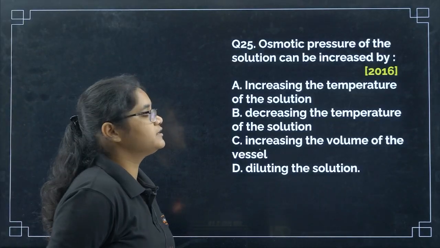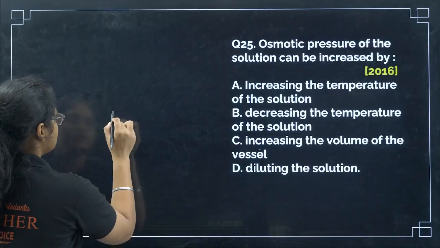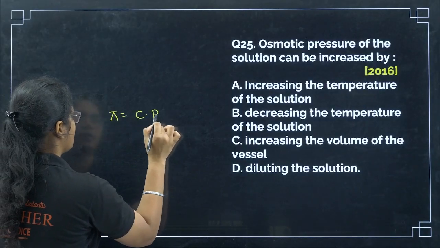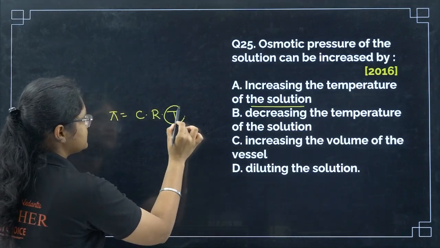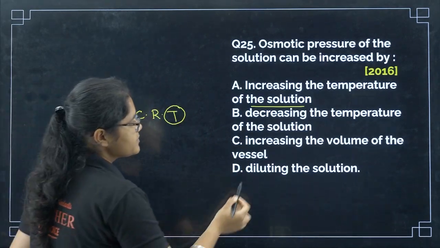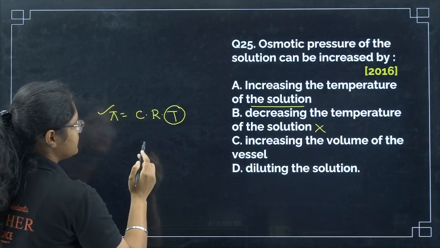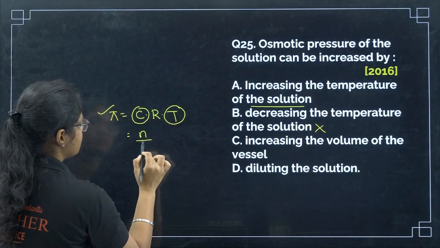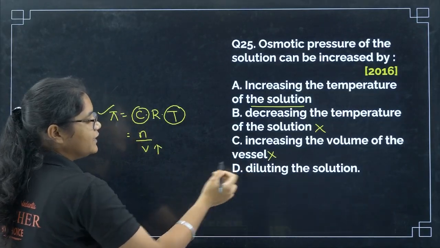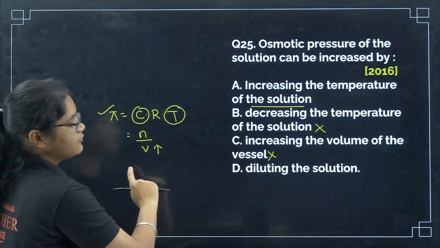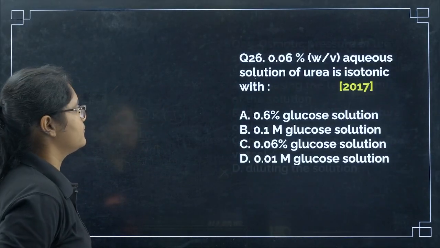Next, osmotic pressure of the solution can be increased by. So we have this formula for osmotic pressure, pi is equal to C into R into T, directly proportional. So if you increase the temperature, osmotic pressure will increase. Decreasing the temperature, no. If you increase the volume, what is concentration? Concentration is number of moles by volume. If you increase the volume, osmotic pressure will decrease. So no. Diluting the solution, that means also increasing the volume. So this will also not work. Option number A is the correct answer here.